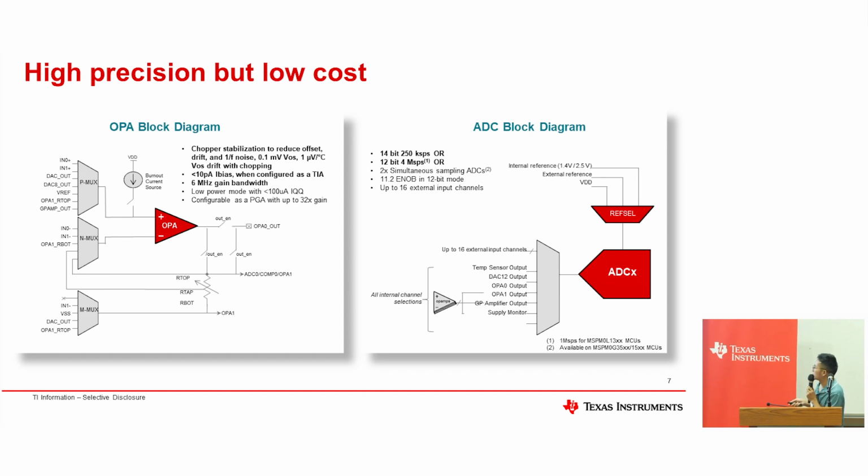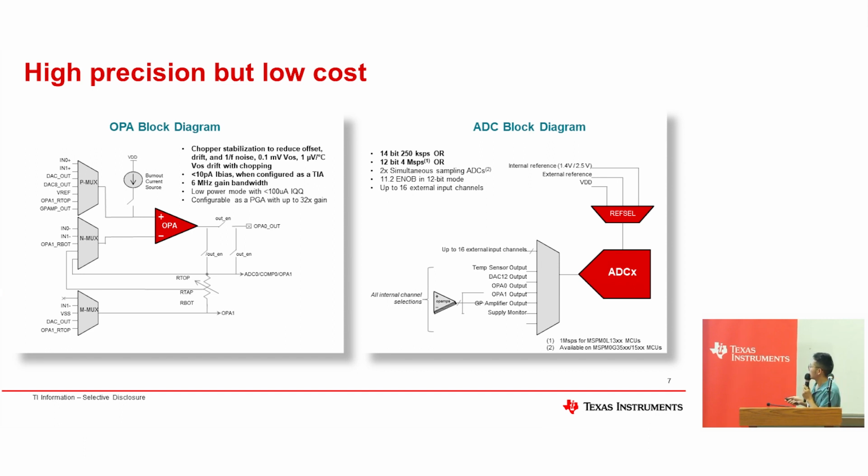First, I want to introduce our OPA. As I mentioned, one important key point here is that we make it zero drift, that is chopper technology based. The other is that it also comes with a PGA, a programmable gain part here. You can change the gain value up to 32 times at runtime.